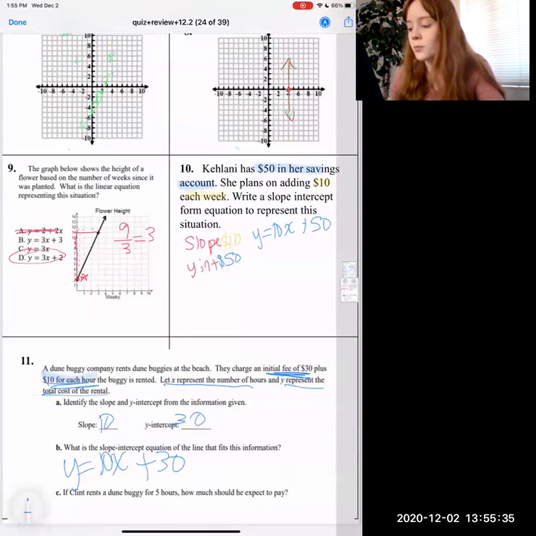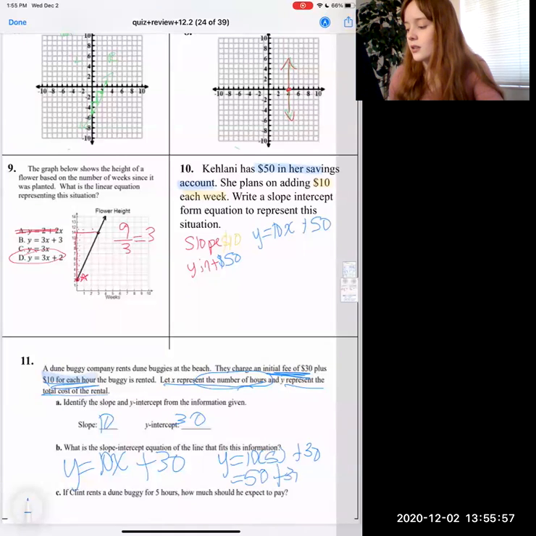If Clint rents a dune buggy for 5 hours, which is an X value, how much should he expect to pay? So where there is an X in our formula, we're going to plug in a 5 to figure out what Y is. That's how these slope equations work. 10 times 5 is 50. And 50 plus 30 is 80. So if he wants to use it for 5 hours, he'd have to spend 80 total dollars, which is our Y value for that.